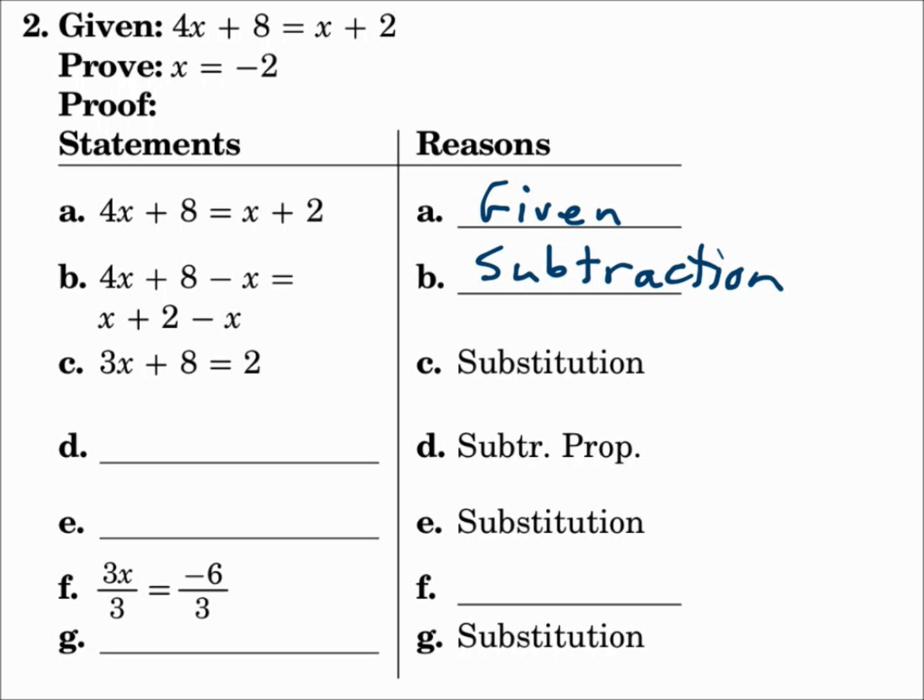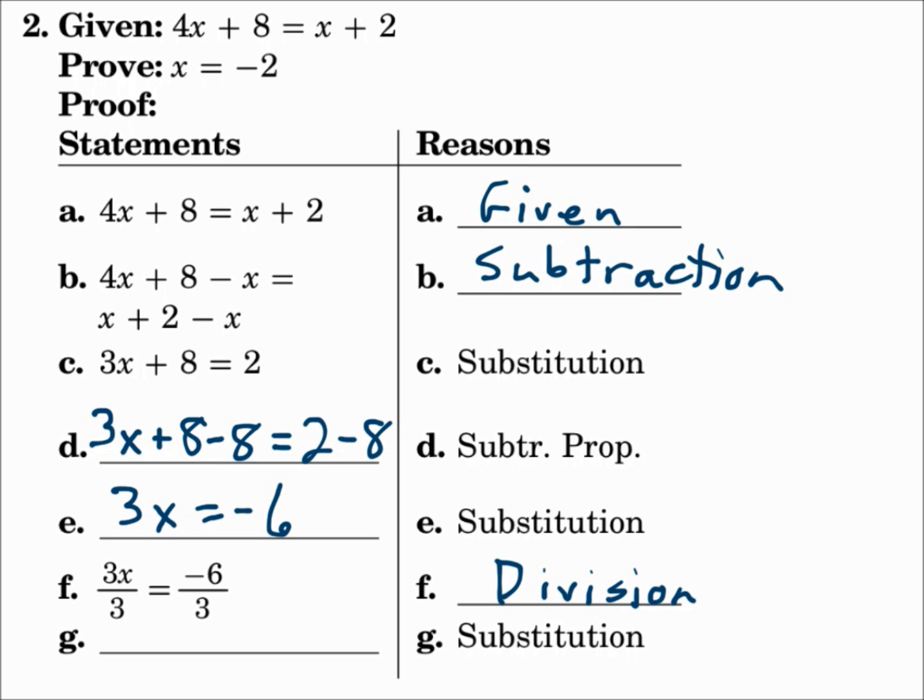Reason D, they say the subtraction property. What would you be subtracting from C to D? Well, you would subtract 8 from each side. Then they simplify things there with the reason substitution. The 8's cancel on the left, and 2 minus 8 is negative 6. On statement F, they divide both sides by 3. That's the division property. And finally, they say substitution, and that's when they simplify both sides. X equals negative 2. Notice that was the statement we were trying to prove. We finish when we can say that. What we're given is the first statement, and the first reason is the word given, and the last statement is what we're trying to prove.